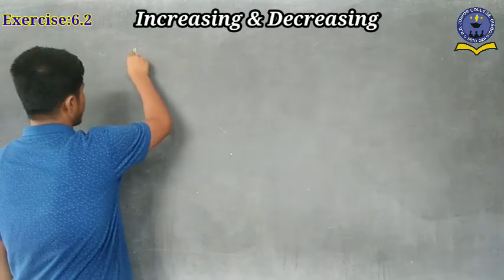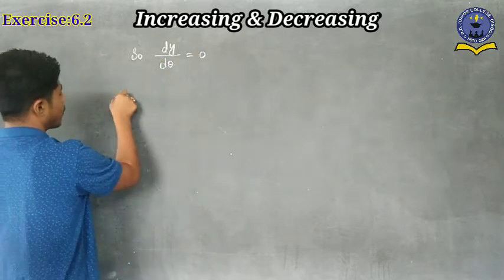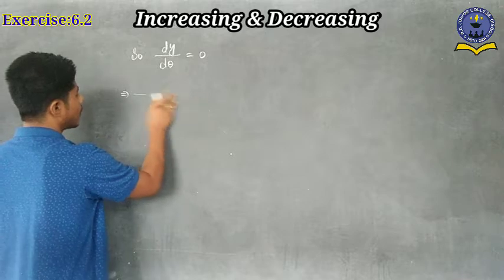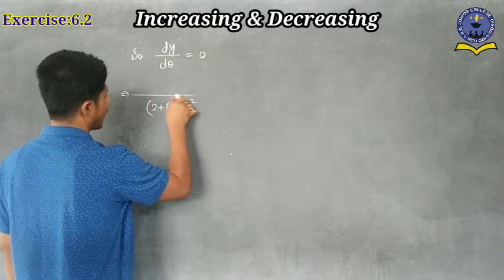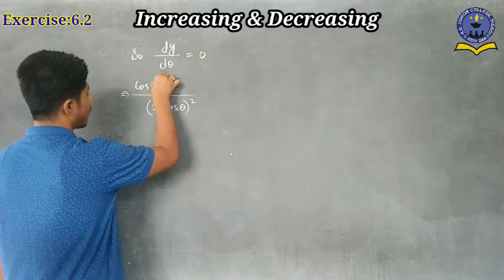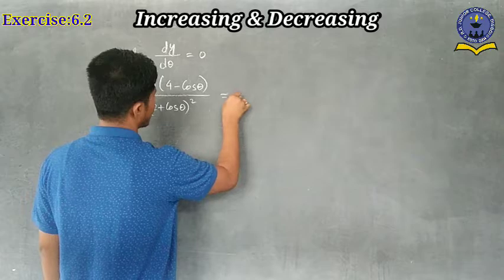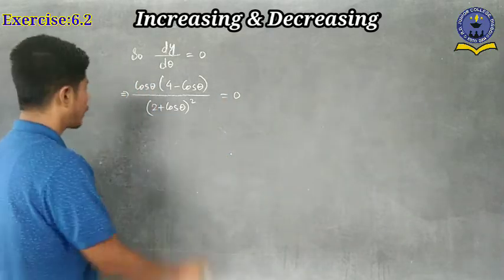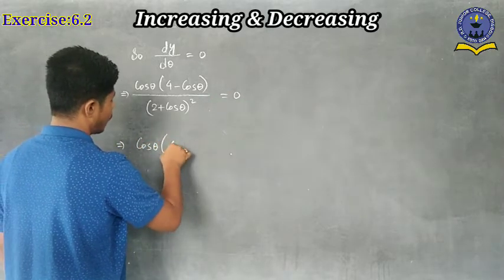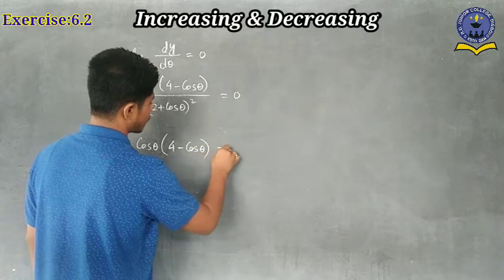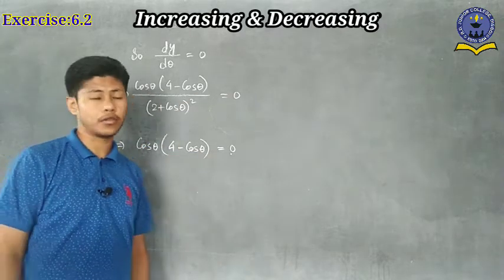So we have to write dy d theta equals 0. The dy d theta value we know: in the denominator 2 plus cos theta whole square, and in the numerator cos theta into 4 minus cos theta. So this value equals 0. Is it clear? Now if you cross multiply, simply what remains is cos theta into 4 minus cos theta equals 0.